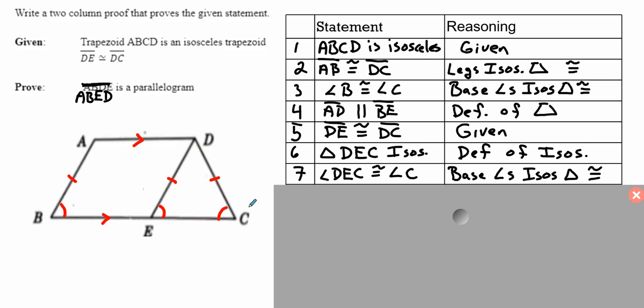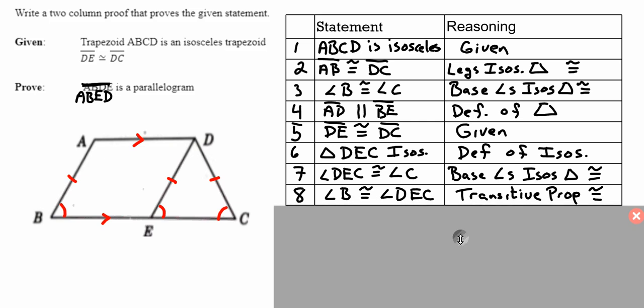So now I'm starting to look at this and say, oh, well, I've got a statement here that says DEC is congruent to angle C. I go back up to statement 3, and it says that angle B is congruent to angle C. Well, then I'm allowed to say, and I've already got it marked, I don't have to do anything different, but now I know that angle B is congruent to angle DEC. That's the transitive property of congruence. If B is congruent to C and C is congruent to DEC, well, then angle B and angle DEC must be congruent to each other.